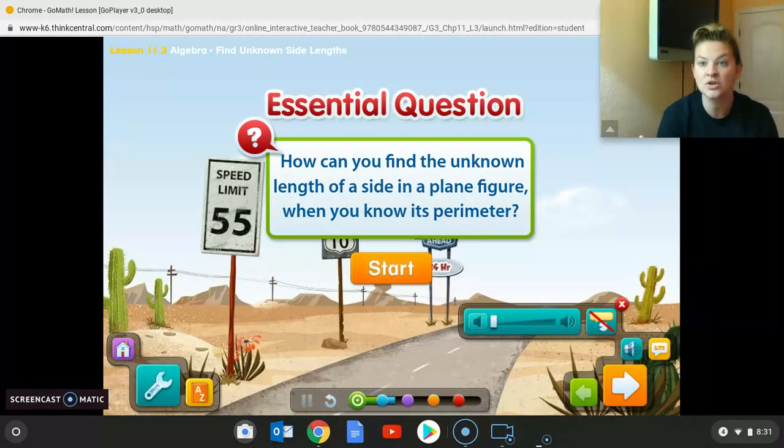So today, our essential question is, how can you find an unknown length of a side in a plane figure when you know the perimeter? So this is kind of backwards thinking. When we did 11.2, we found perimeter by adding the sides. Today, you're going to be given a perimeter and you're going to need to be finding the unknown side length. So it's kind of backwards thinking. It's a little bit of algebra, but I think we'll be able to do it. So let's keep going.